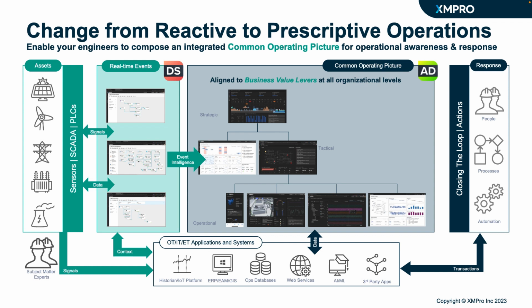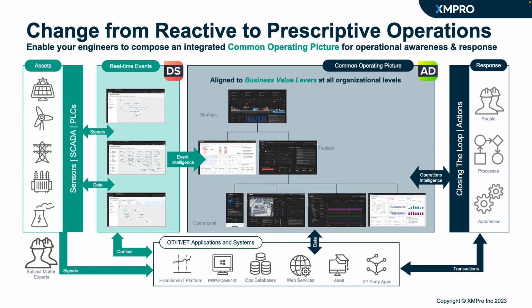We are now connected to these real-time data streams, and it now feeds our common operating picture with all from the same data sources, but a different lens and perspective at the strategic level, at the planning or tactical level. What's my view for the next two weeks, a month, a quarter, versus what's happening right now at operational level, and what do I need to do right now. And this gives us operations intelligence.